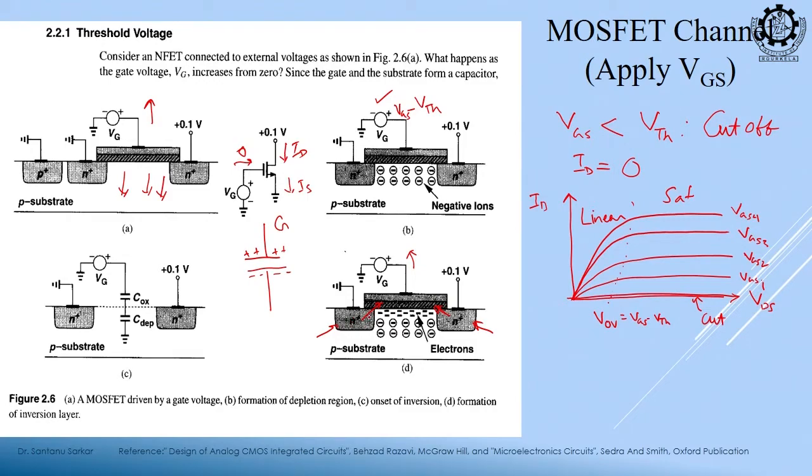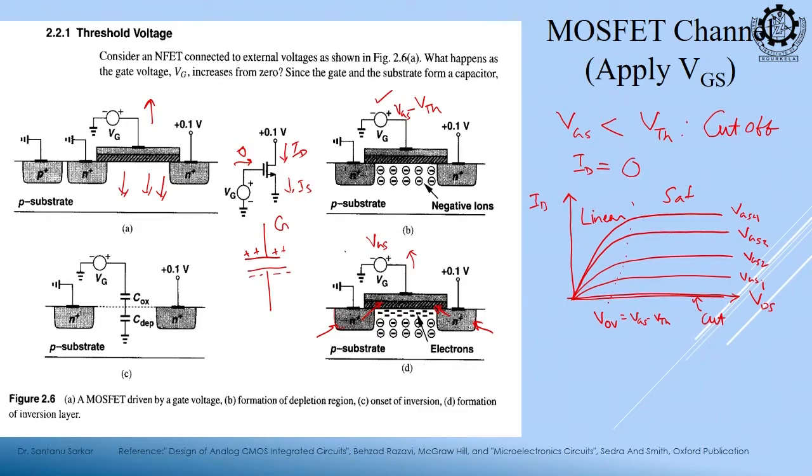So, electrons will come up and fill the channel. At this moment we say that the channel is inverted, because in a p substrate holes are supposed to be the majority carriers, but this region and this region are n plus. So, when I am giving a sufficiently strong voltage at Vg and S is grounded, you can call it VGS.